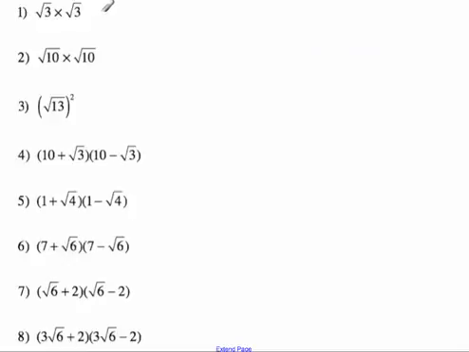The square root of 3 times the square root of 3 is the square root of 3 times 3, which is 9. And the square root of 9 is simply 3. The square root of 10 times the square root of 10 is the square root of 10 times 10, which is 100. And the square root of 100 is 10.